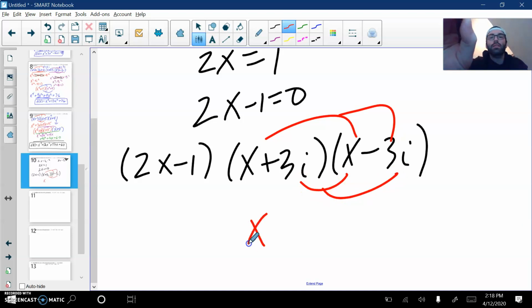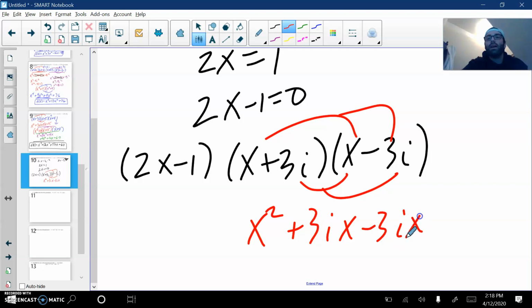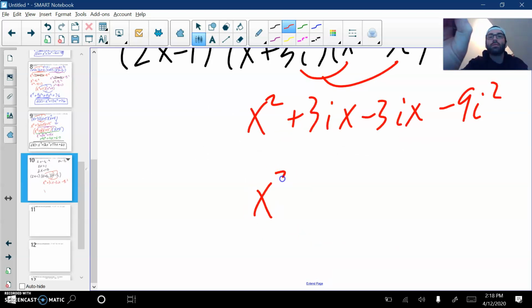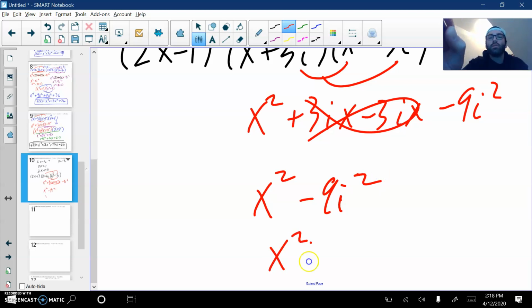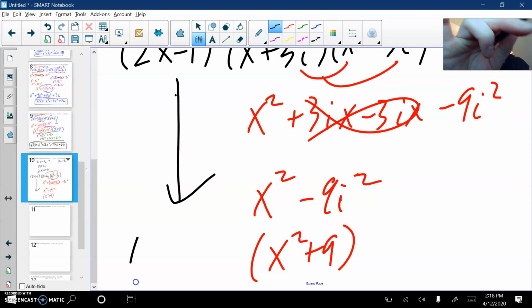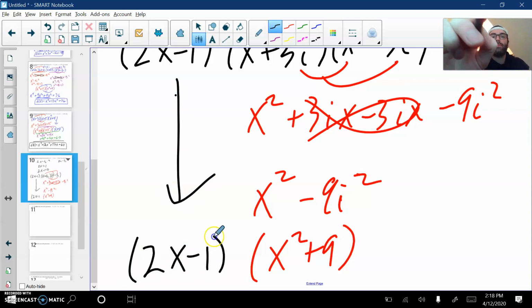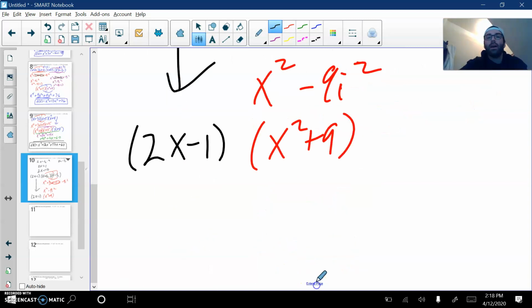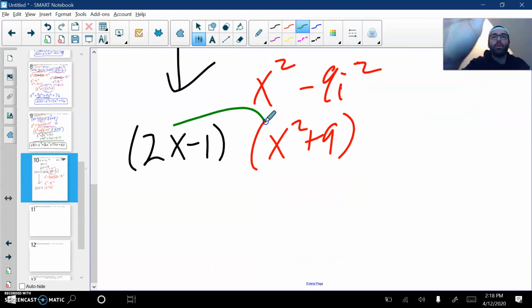So I'm going to multiply these here, x squared plus 3ix minus 3ix minus 9i squared. Remember, these cancel out. Minus 9i squared to get x squared plus 9. And this 2x minus 1 comes down. Now, next thing we need to do, FOIL it out here.